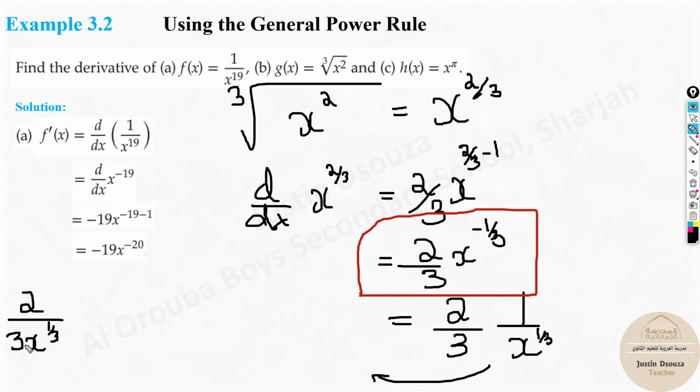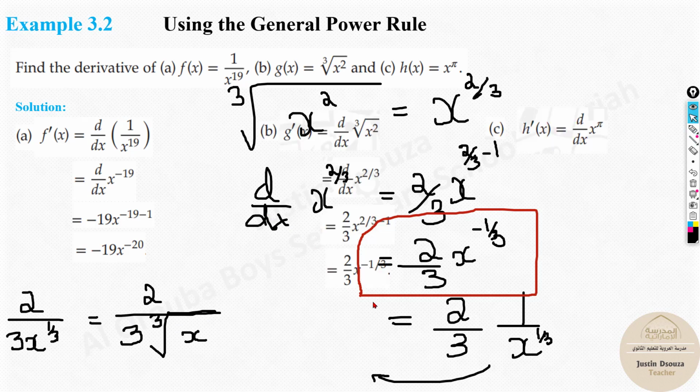Next, can you see this 2/3 x to the power 1/3? Here, this part, I can write 2/3. This x to the power 1/3 is basically the cube root of x. So this would be the answer: 2/3 cube root x. That would be the final answer. You can see here, they have not written it. They have stopped at this part.